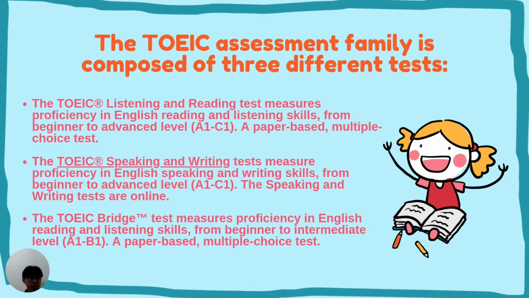So next slide. The TOEIC assessment family is composed of 3 different tests. First, the TOEIC listening and reading test measures proficiency in English reading and listening skills from beginner to advanced level, A1 to C1, a paper-based multiple choice test. And number 2, the TOEIC speaking and writing test measures proficiency in English speaking and writing skills from beginner to advanced level, A1 to C1. The speaking and writing tests are online, which is my test.